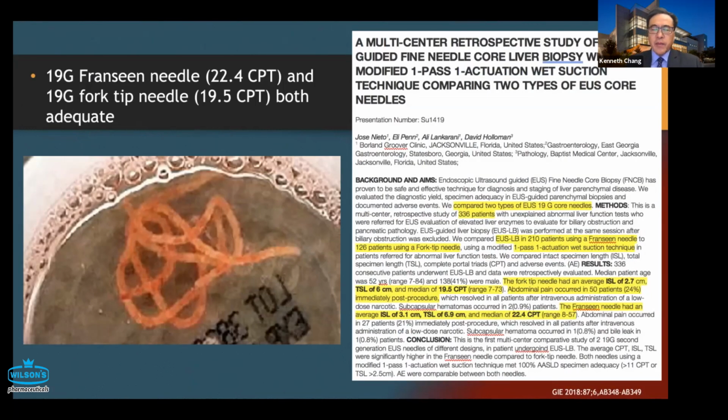This was a study comparing the Francine needle with the fork tip needle. This was in an abstract, 336 consecutive patients, and they showed that the two needles were similar, 22 complete portal tracts with the Francine, 19 complete portal tracts with the fork tip.